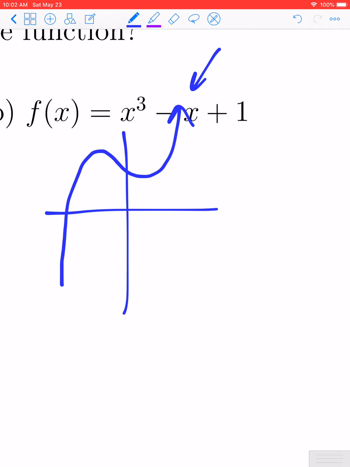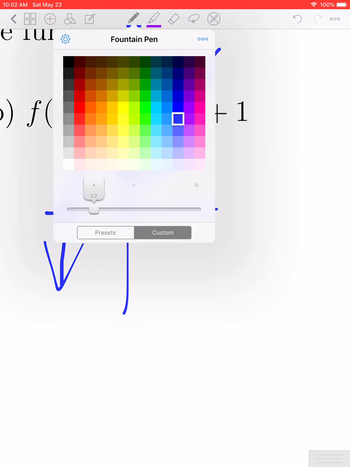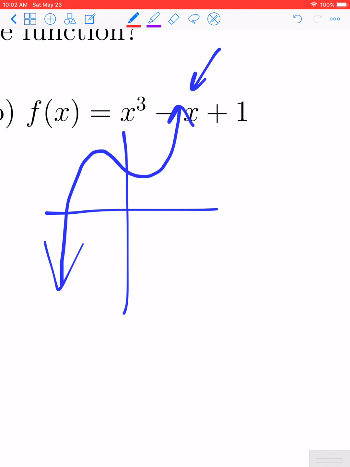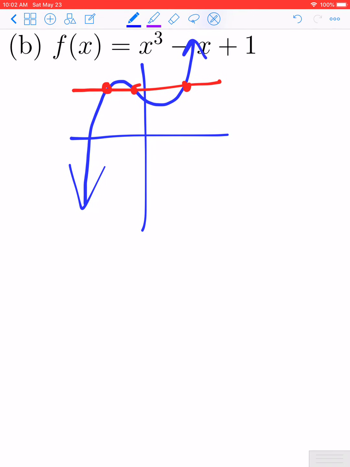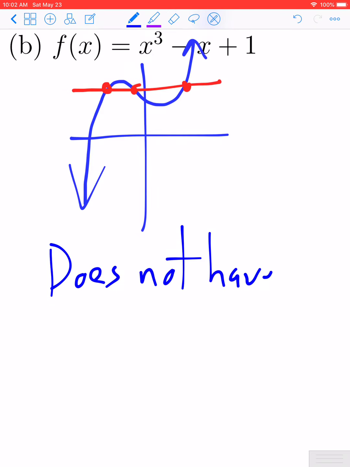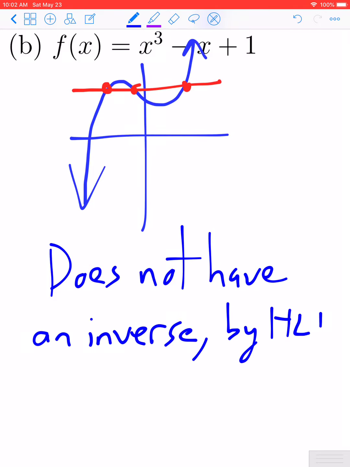Okay. So it has the overall shape of x cubed, but with a little extra squiggle. And as a result of it, this graph is going to fail the horizontal line test. There exists at least one horizontal line that crosses the graph in more than one spot, and so this graph is not one-to-one, and therefore it does not have an inverse. So it does not have an inverse. And again, our logic is by the horizontal line test.